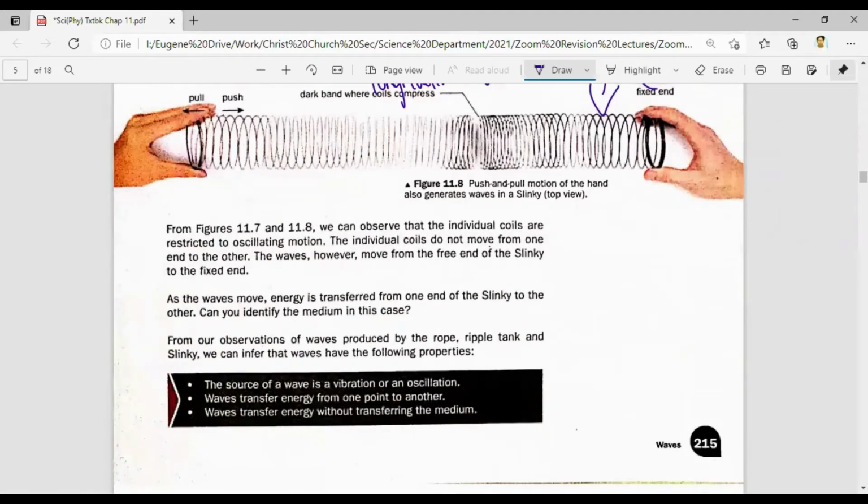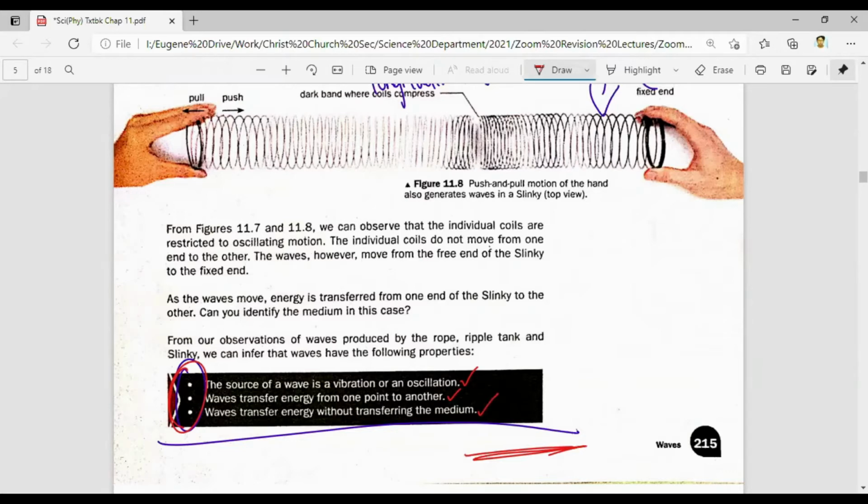But as a wrap up for this segment, these 3 points are what we wanted to cover, which I did mention at the start, when we talk about the properties of the wave. By the end of this part, you should know that the source of a wave is a vibration or an oscillation. Waves transfer energy, and waves transfer energy without transferring the medium.